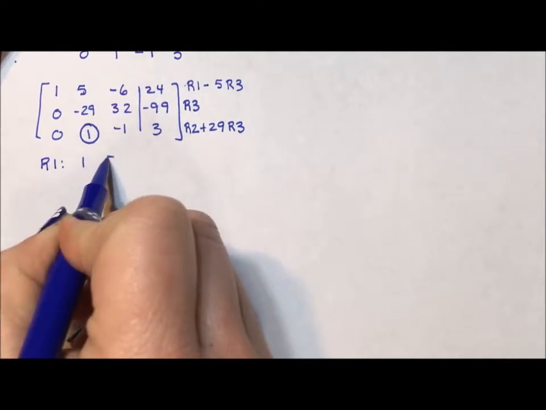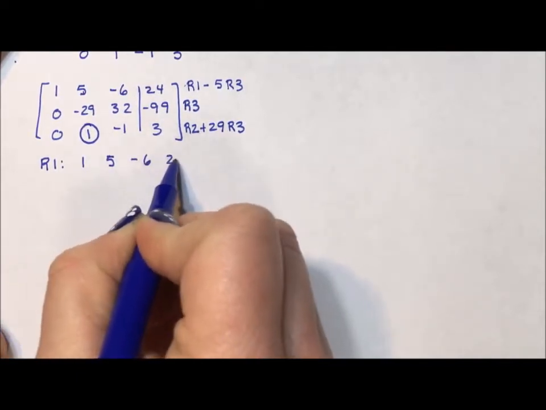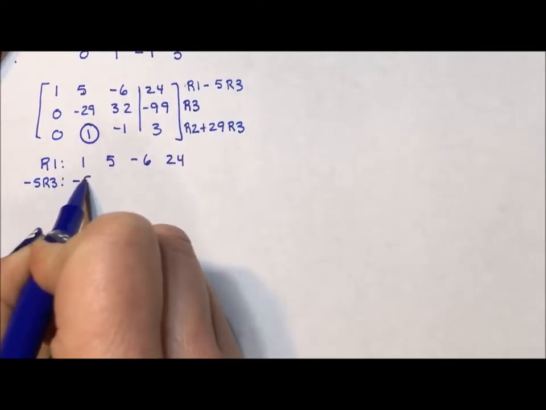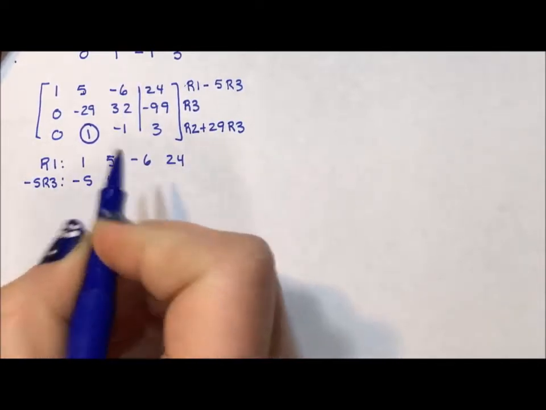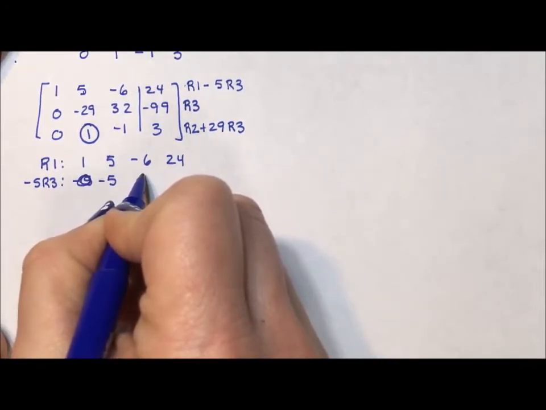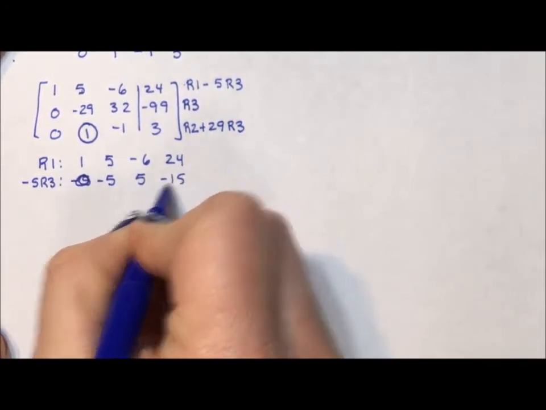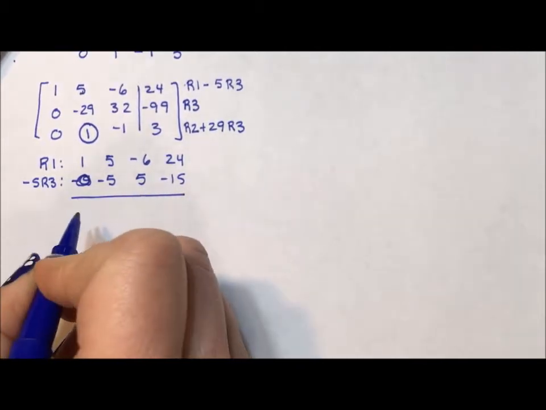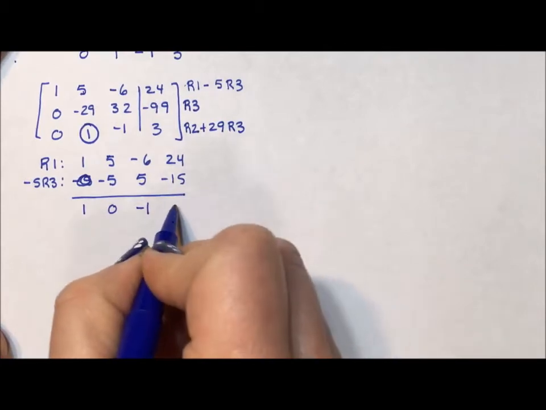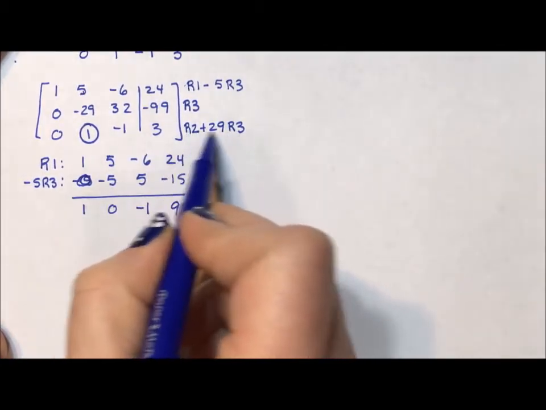Okay, so row 1 is 1, 5, -6, 24, and -5 times row 3 is -5, 0, -5, +5, -15, and when I add down, I am going to get a 1, a 0, a -1, and a 9. Okay, next I'm going to do this bit.